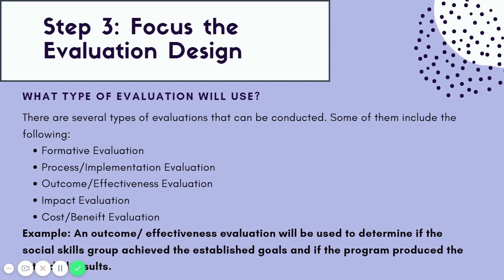For our social skills group, I have just chosen that we're going to do an outcome effectiveness evaluation. And like it sounds, we want to see if our program was effective and did it achieve the outcomes that we want it to. That will determine if the group achieved the goals and if the program produced the results that we intended. And remember, the goal was we wanted to see improved self-esteem from the beginning of the intervention to after the intervention. So our evaluation is going to determine, did it reach those outcomes and was it effective?